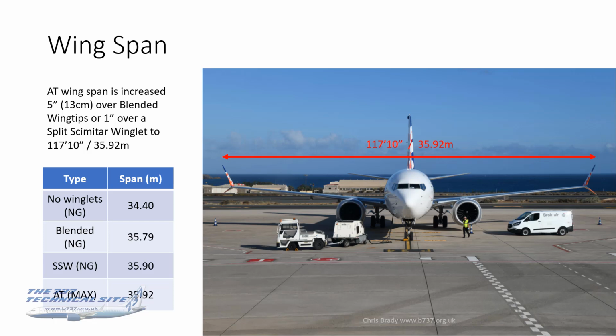And you can see I've done a table down there at the bottom left of the various spans. Interesting to see the evolution from no winglets all the way through to AT. You've got a 1.5 meter distance, which is quite significant.